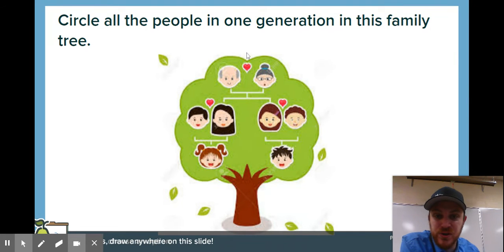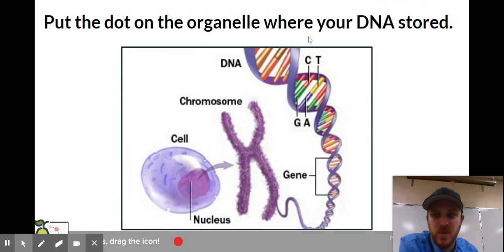here's a little family tree, just a silly icon picture. Will you circle all the people in one generation? There are 3 generations. Circle all the people in one. We're practicing this word generation. Put the dot on the organelle where your DNA is stored. Remember the word organelle from 6th grade when you learned about cells? Which organelle is where your DNA is stored?